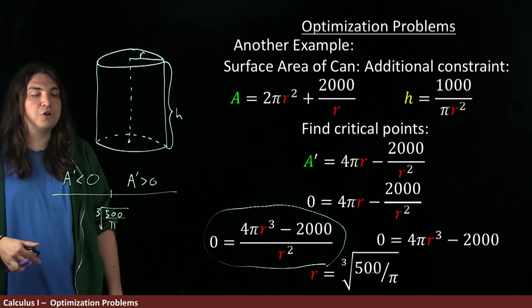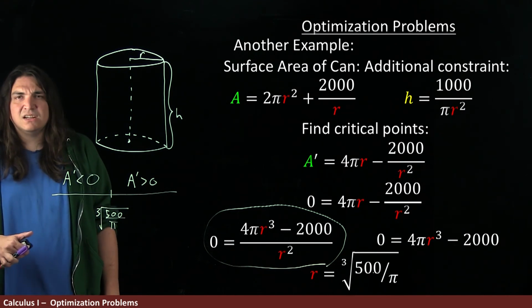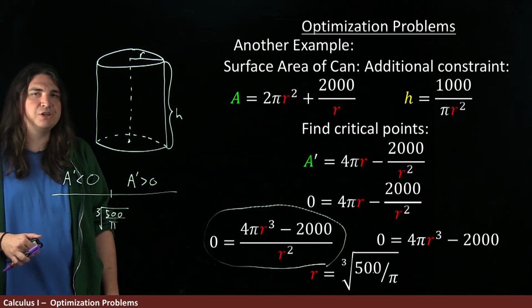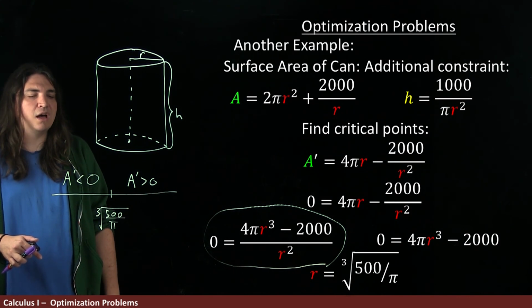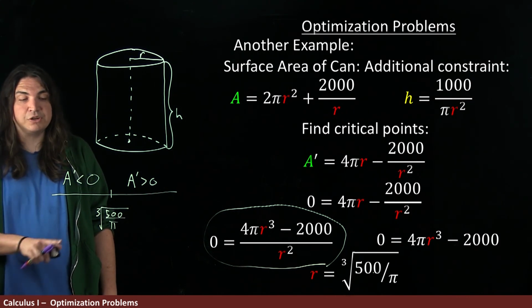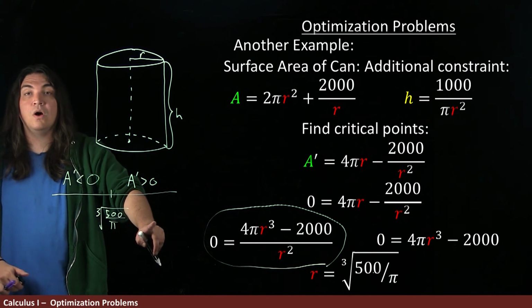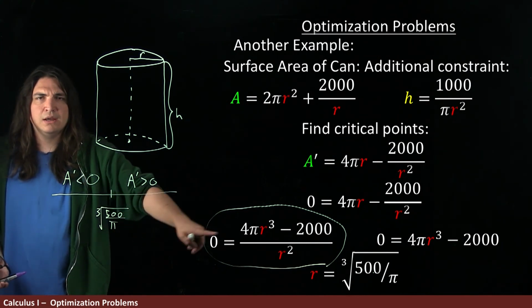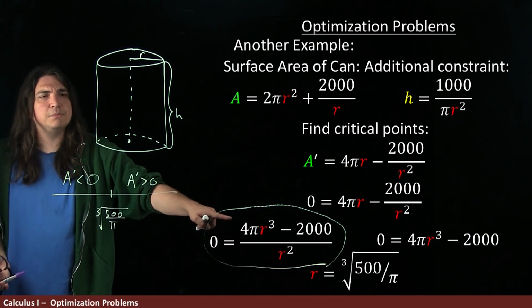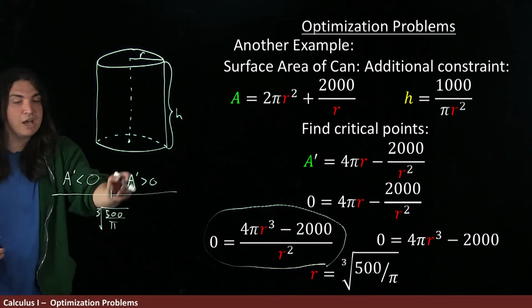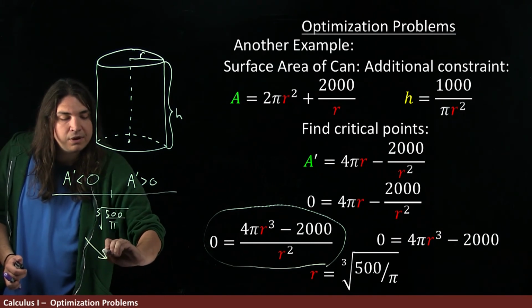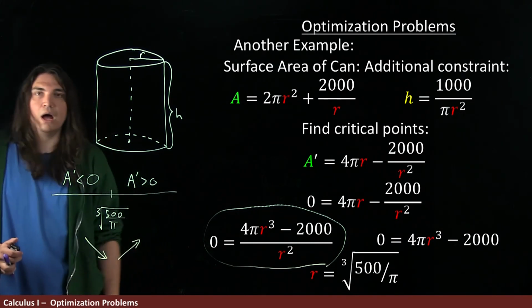Pick a number smaller than cube root of 500 over pi. Don't know what this is in a decimal expansion, but I'm pretty sure it's bigger than 1. So you can just pick 1 as the test point. And then over here I can pick like, I don't know, 40,000 as a test point. And then just kind of look, yeah, I think that's going to be positive. All right. So definitely confirming here that we have a minimum.